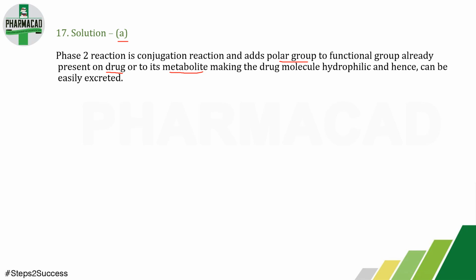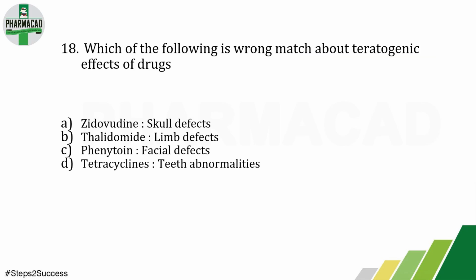So remember, our phase 2 reaction in drug metabolism, either on the drug or on its metabolite, will add a hydrophilic portion in order to make it water soluble so it can be easily excreted from our body. So it will add functional groups not only to the drug but also to the metabolite. Next, which of the following is a wrong match about teratogenic effects of drugs? We have zidovudine for skull defects, thalidomide for limb defects, phenytoin for facial defects, and tetracycline for teeth abnormalities.